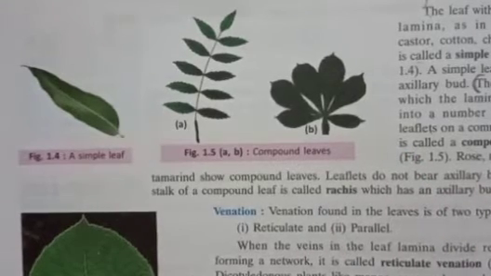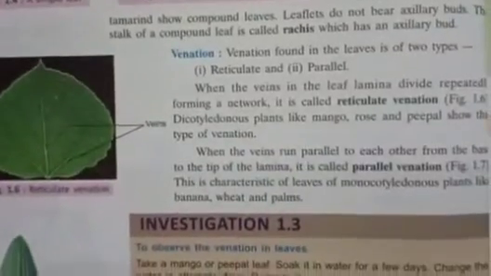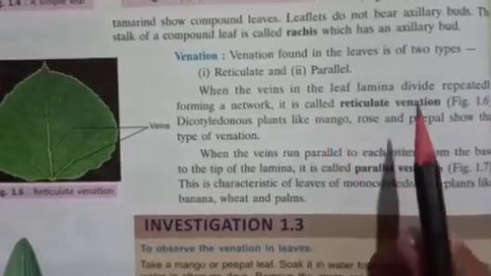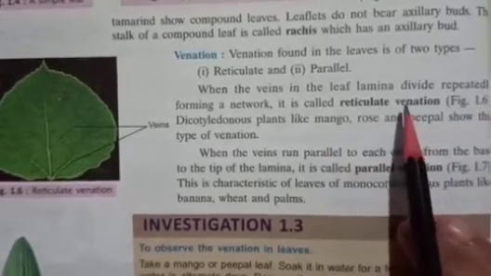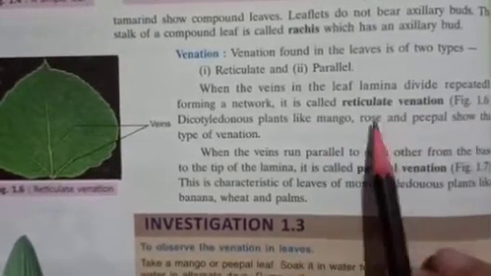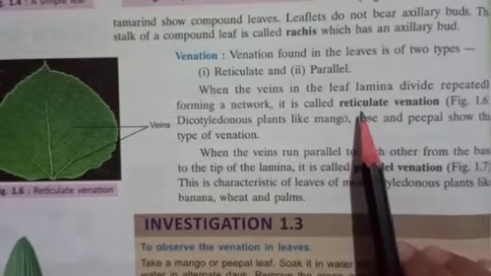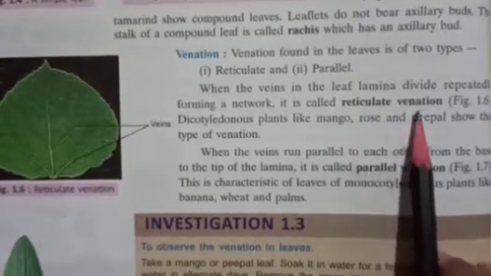Then comes venation. Okay, venation, just now I told you that it is the arrangement of veins in the leaf lamina, forming a network. Okay, so the first type of venation is reticulate venation.